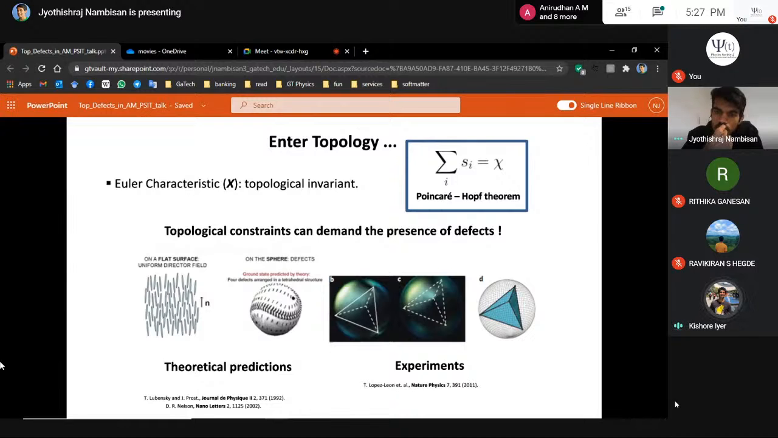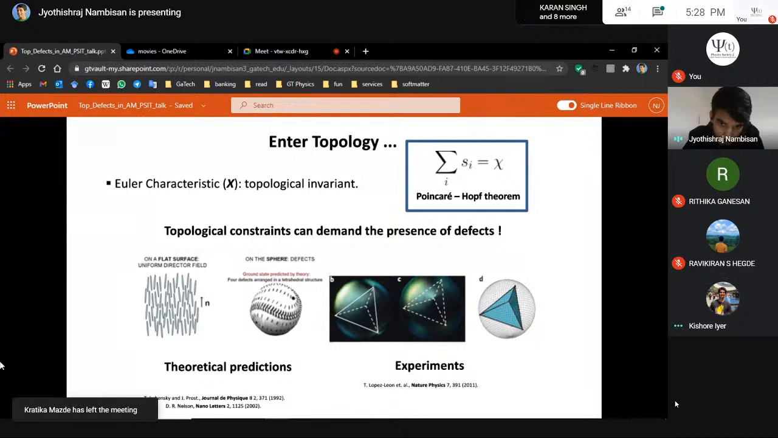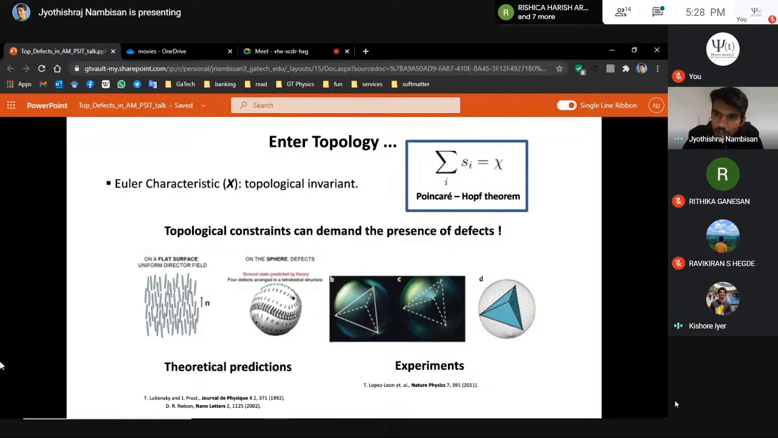But here, the statement that topology demands the presence of defects is what I was trying to make, since I was transitioning from where I was talking about the alignment of liquid crystals on a flat space. Here you can have a defect-free configuration where you align all these things in a straight line along the direction. But when I put this exact same system on a sphere, with a different topology, you cannot put the system without the presence of defects, right? That's what I was trying to say.